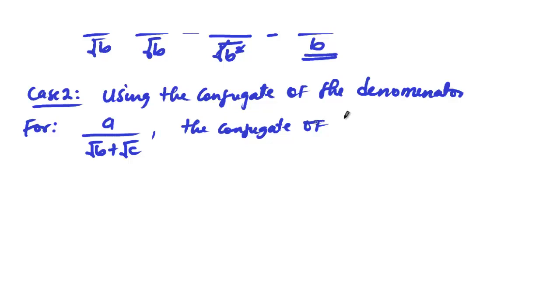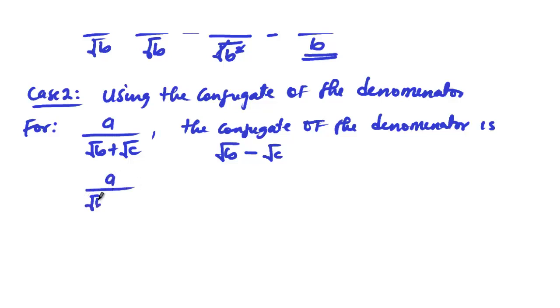The conjugate of the denominator is root b minus root c. It just involves changing the middle sign. So the rationalization will now be a over root b plus root c, times root b minus root c over root b minus root c.